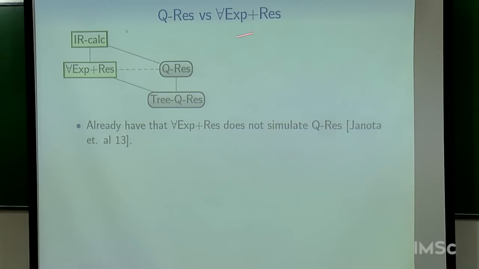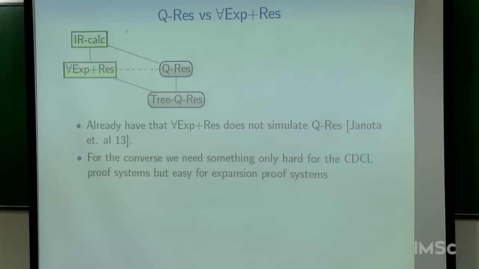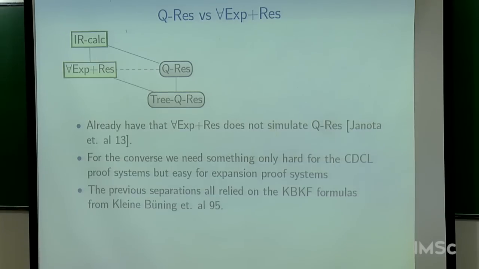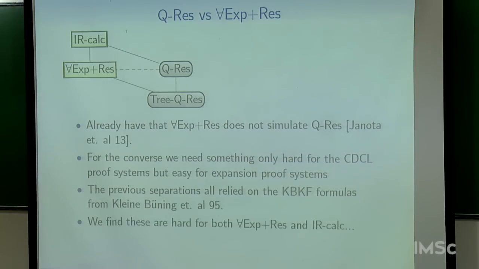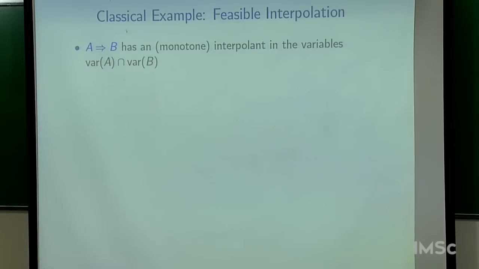So if we want to look at this basic problem between these two calculi, we already have that result. We need something that's hard for these proof systems but easy for expansion proof systems. And the previous separations all relied on these formulas, which we actually found were also hard for these two calculi as well. So those are no good. We need something new. So if we look again at feasible interpolation, briefly go through this. We have an implication problem, and we know it has an interpolant in the intersection of the variables.